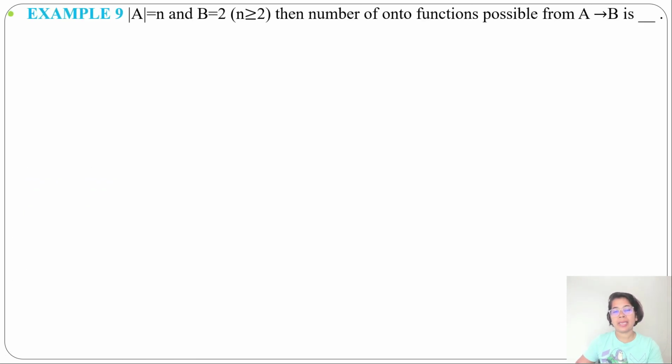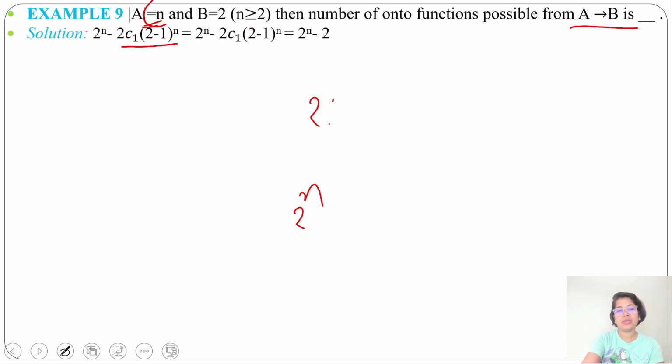Next, example 9. Let A cardinality equal n and B cardinality equal 2. Here n is greater than or equal to 2. If the n value equals 2, then the number of onto functions will be simply 2 factorial. If the n value is less than 2, then onto functions are not possible. If the n value is greater than or equal to 2, then only onto functions are possible. So it is asking for the number of onto functions possible from set A to set B. So it will be 2 power n minus 2C1 times (2 minus 1) power n. 2 power n, and 2C1 will be 2 factorial divided by 1 factorial times (2 minus 1) factorial. It will be 2. Then 2 minus 1 is 1.